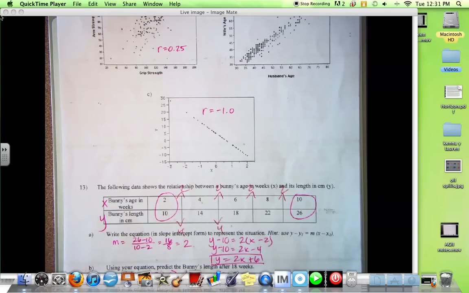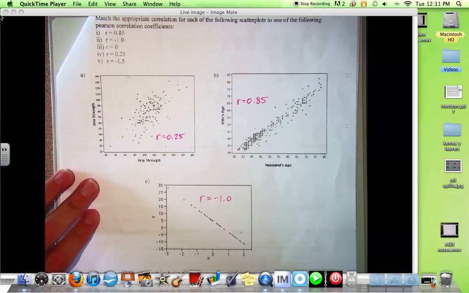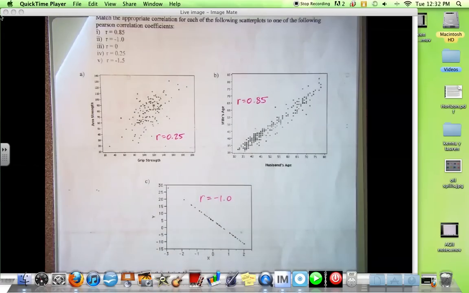Questions on those? Why is it not negative 1.5? Because if they're all in a close line, it's negative 1. It's perfect correlation, perfect negative correlation. It can't be 1.5. Correct. It's going to fall between negative 1 and 1. Okay?